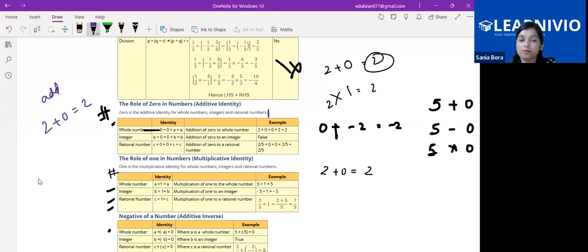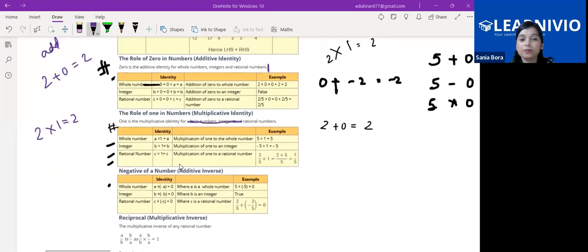Then 1. If I multiply any number with 1, what do I get? Yes, the same number. So 1 is the multiplicative identity for whole numbers, integers and rational numbers. So no need to write this, just write this. That means if you multiply any number with 1, you get the same answer. Good, everyone. So quickly write this down.